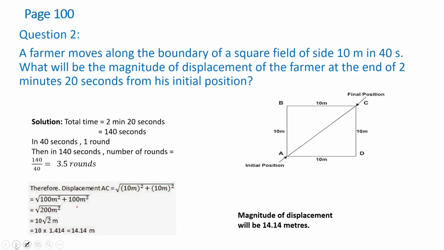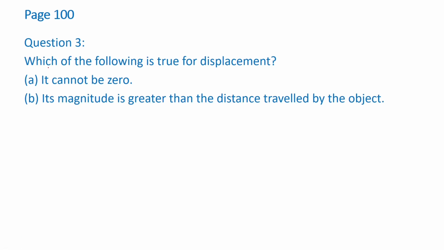So next question, which of the following is true for the displacement? It cannot be 0. So displacement can be zero if the object is moving from one point to another point, and again returning back to the initial position. We can say that here the displacement can be zero. So this statement is false.